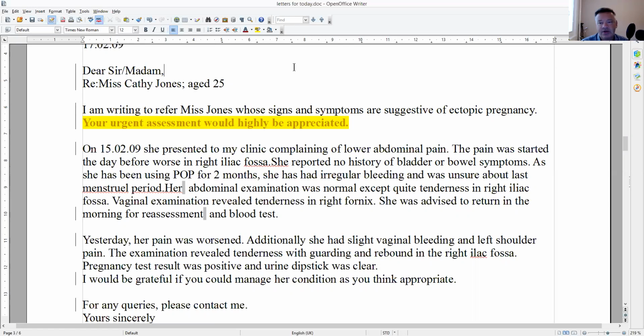So, "I'm writing to refer Miss Jones, your urgent assessment would be highly appreciated." Or, "I'm writing to request your urgent assessment of Miss Jones, whose signs and symptoms are suggestive of ectopic pregnancy." You can do it in a single sentence.